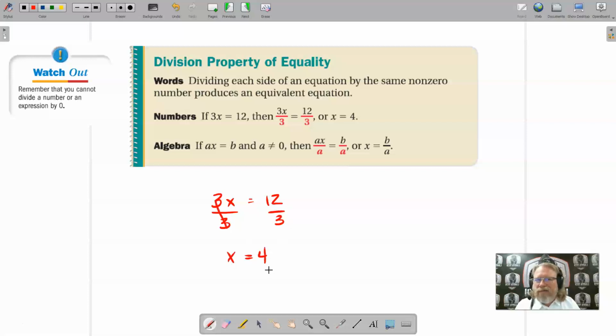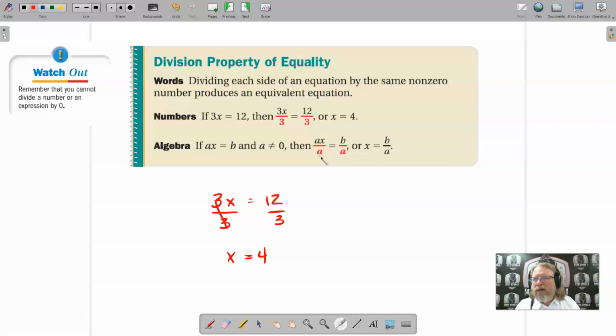Now this works for all numbers, no matter what they are, as long as a is not equal to 0. So a times x equals b, and as long as a is not equal to 0, because a is going to be a denominator, then a times x divided by a is equal to b divided by a. And then the a's cancel each other, leaving you with just x on the left and b over a on the right. Now, I normally won't say a times x. I'll say ax equals b.